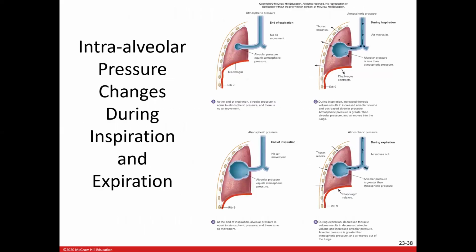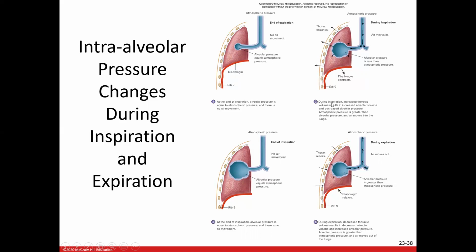So to show what that looks like in terms of the diagram, here on the top left, we are between expiring and inspiring. So we're at equilibrium right now, meaning that our alveolar pressure inside the lungs is equal to our atmospheric pressure outside. So air is not moving one way or the other.